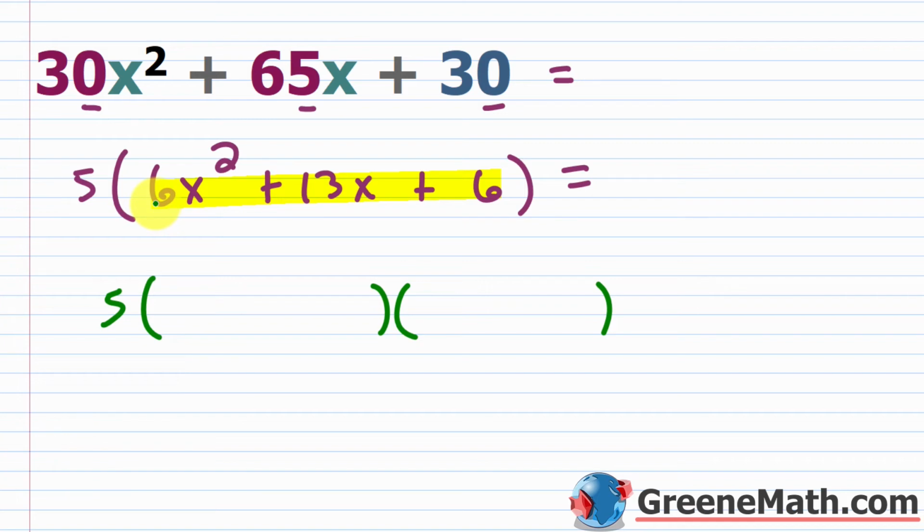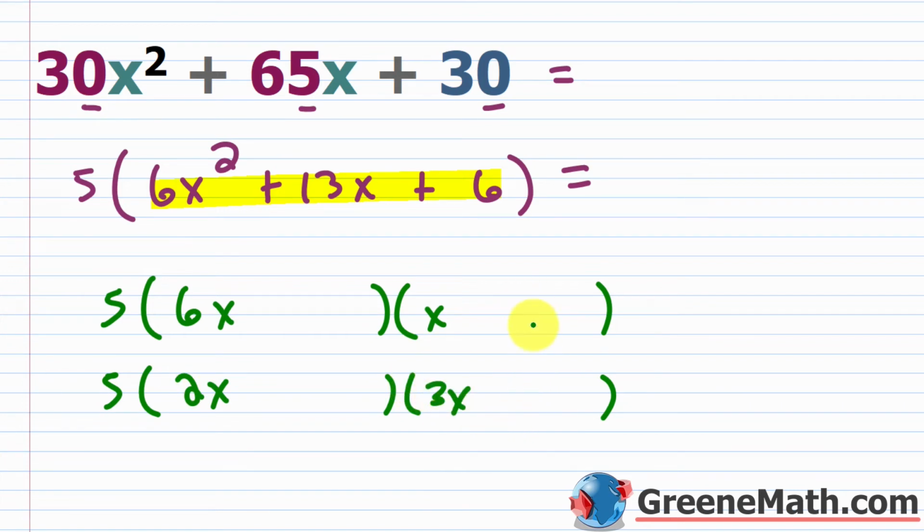Well, what happens is I now have more things to check. I'm going to have to put a second set here. So you could do 6x and x, and then you could do 2x and 3x like this. So it has to be one of those two. And again, as this number gets bigger and bigger, it becomes harder and harder to check all the possibilities. So that's where you probably want to get into the AC method.